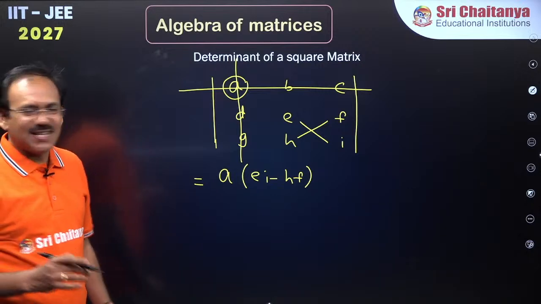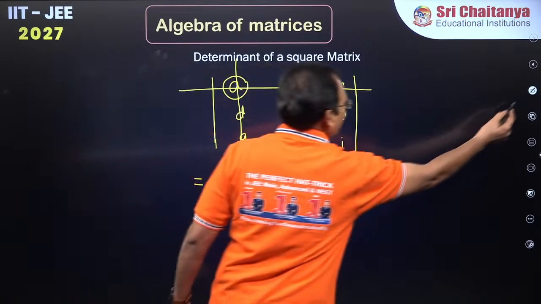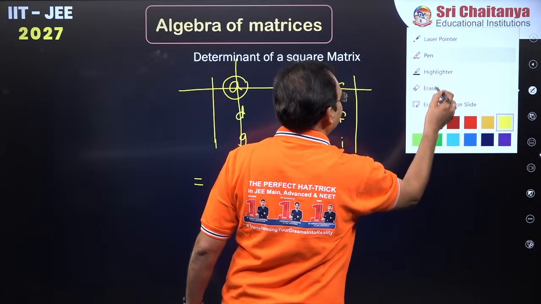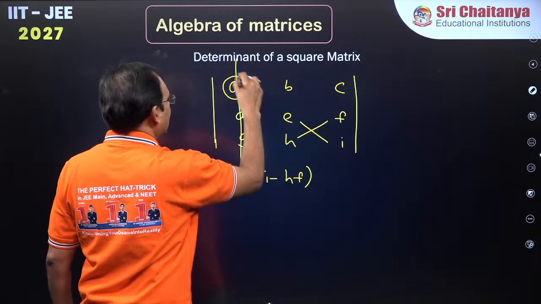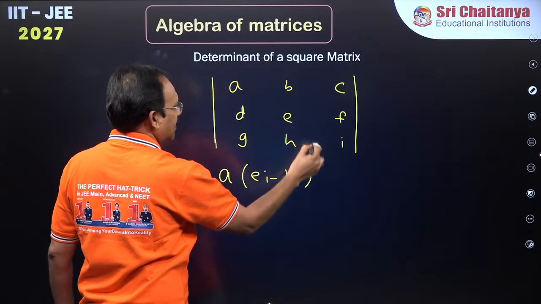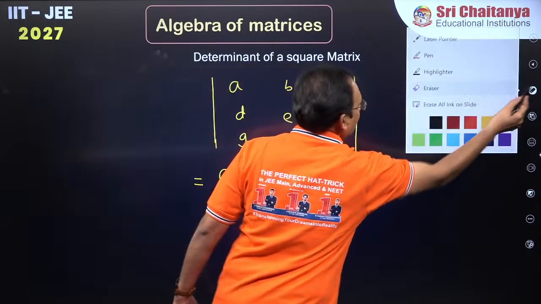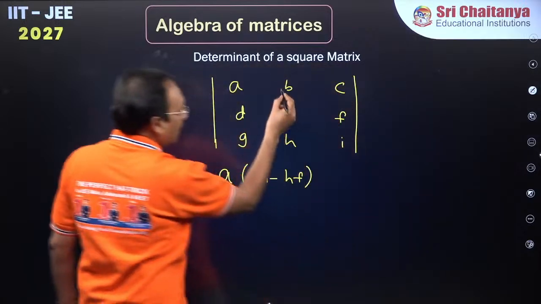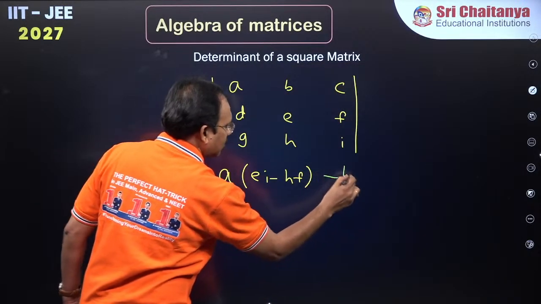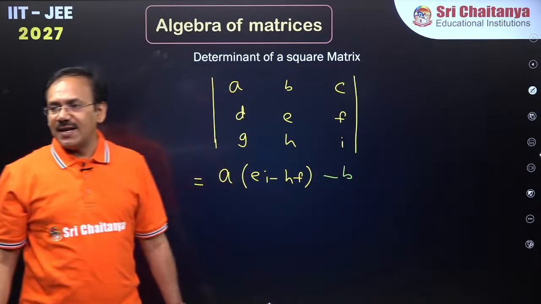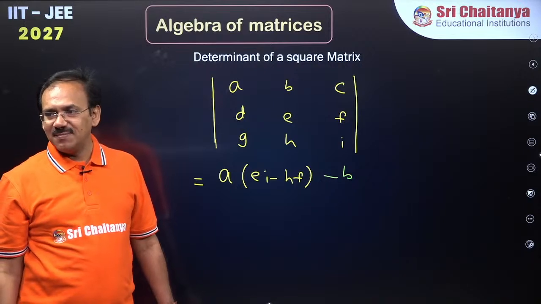So this is the first step. Then the second step, after this, is minus of this element you take, minus B.